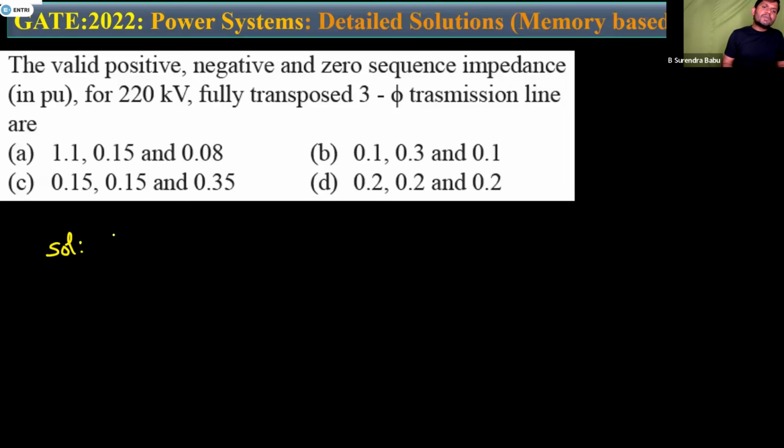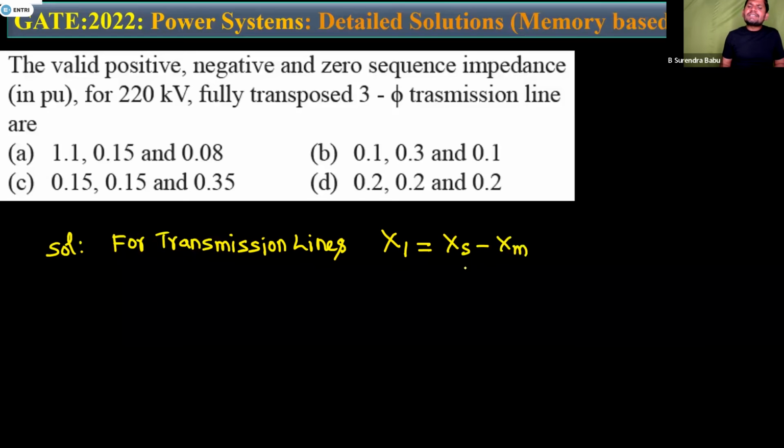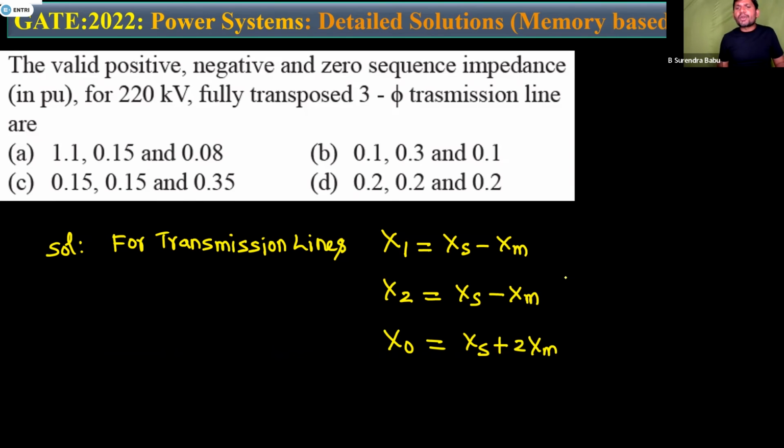For transmission lines, students, the positive sequence impedance, or you can also write the reactance. The positive sequence reactance x1 equal to xs minus xm, where xs is the self reactance, xm is the mutual reactance. Then x2, the negative sequence reactance, equal to xs minus xm. Then the zero sequence reactance, x0 equal to xs plus 2xm. Here I'm not considering the neutral impedance or neutral reactance, that I'm writing here, x1, x2, and x0.